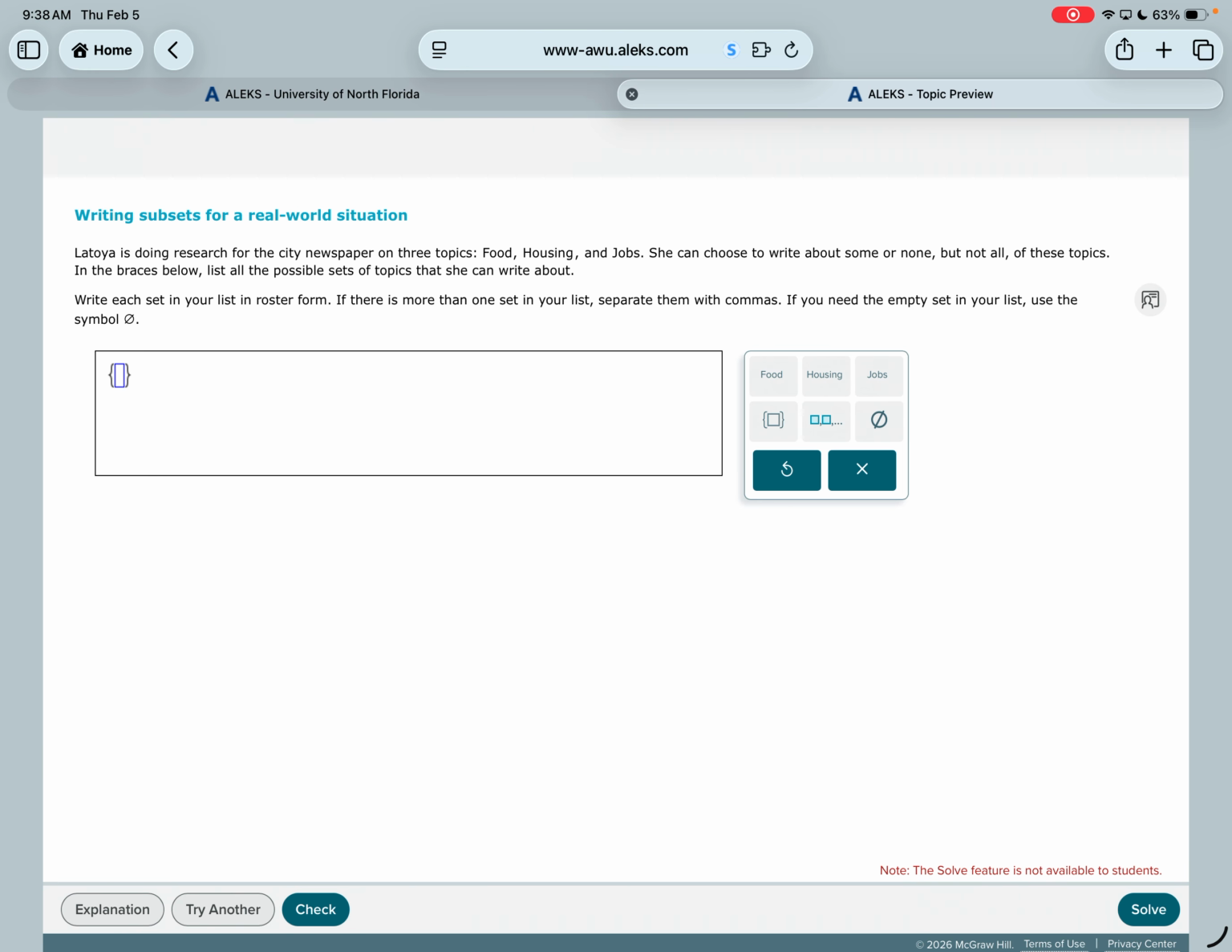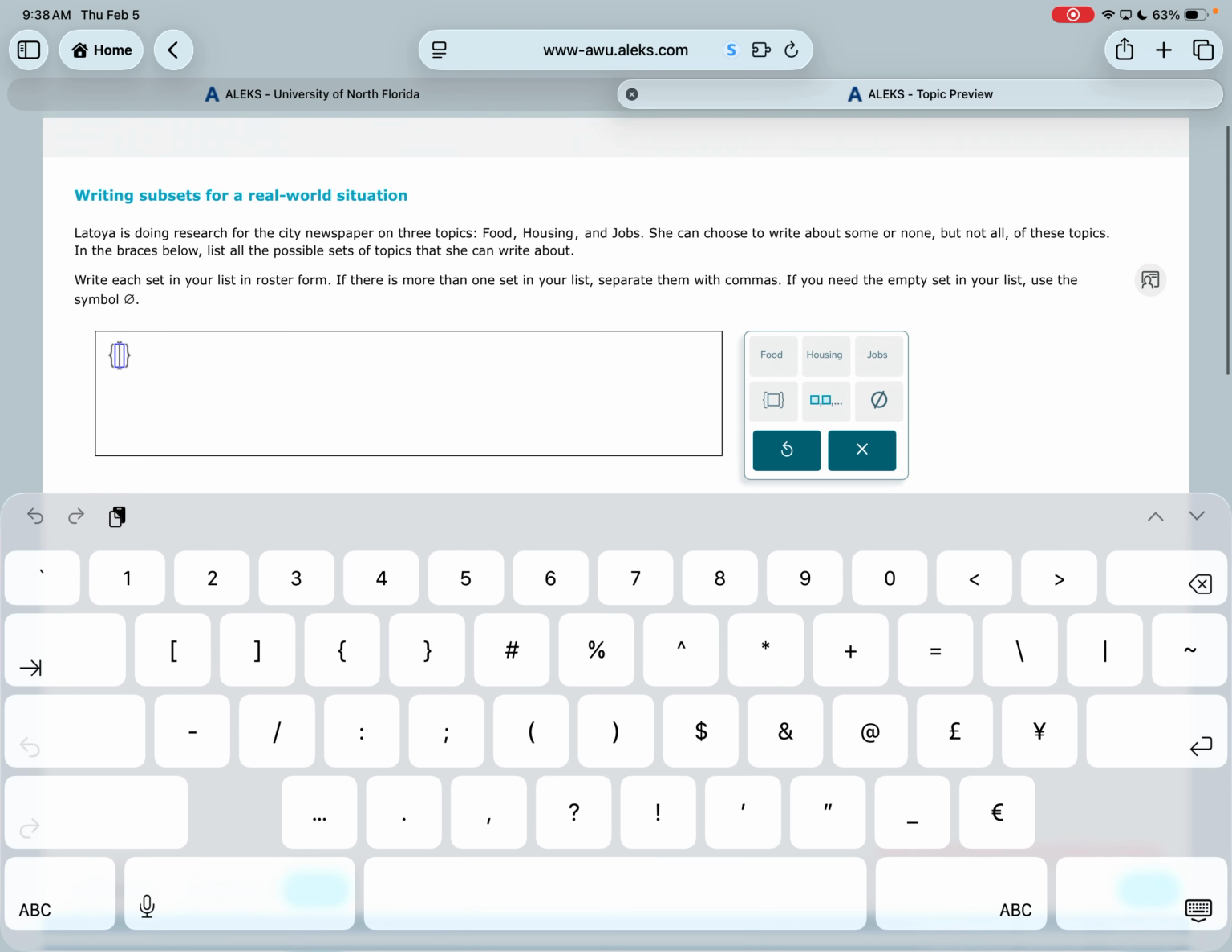You've got to make sure you read this one, because I didn't read it last class and got it wrong. Latoya is doing research for a city newspaper on 3 topics: food, housing, and jobs. This is a sentence I skipped and just started doing it because I knew it was about subsets. She can choose to write about some or none of them, but not all of them. Okay, so really it wants the proper subsets. So she could write about none of them. She could write about one of them: food, housing, or jobs. She could write about 2 of them: oh, I forgot to.